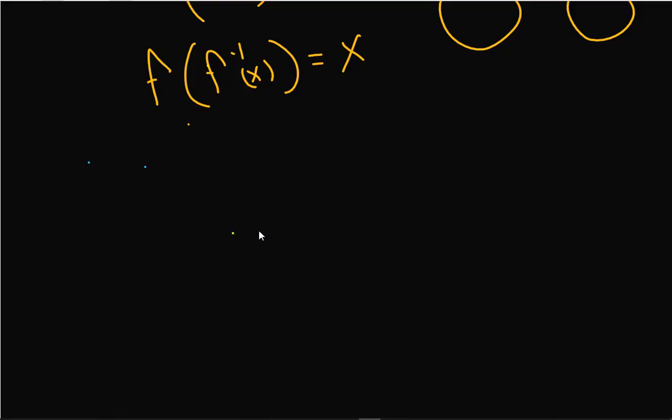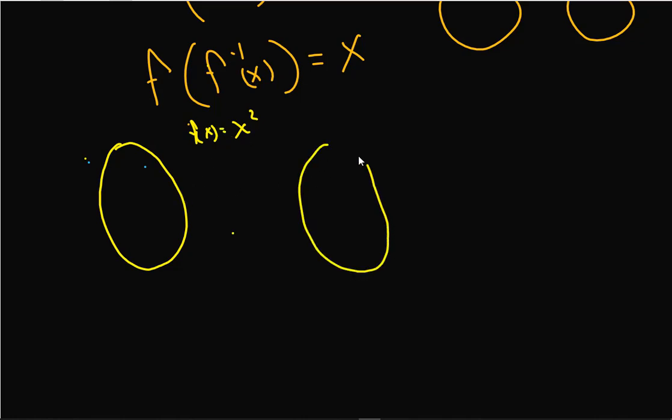Okay, let's look at this function, f of x equals x squared. And let's just take a few elements in the domain, not every possible real number. Let's just say 1, 2, 3, and let's do -2. So 1 goes to 1, 2 goes to 4, 3 goes to 9, and -2 also goes to 4.